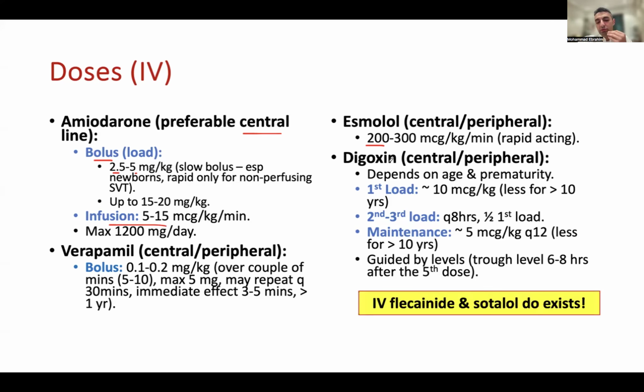Of course there's also IV flecainide and IV sotalol, but it's not widely available. We do have IV flecainide in Kuwait, but we don't use it that often. And I know that in the US and Europe, they do have IV sotalol. I don't think you guys have any, right, Dr. Wafa? Yes, we have only a small amiodarone and digoxin.